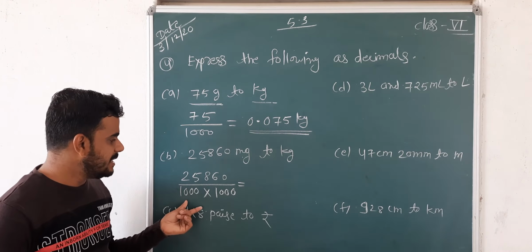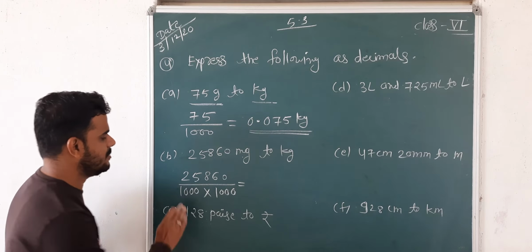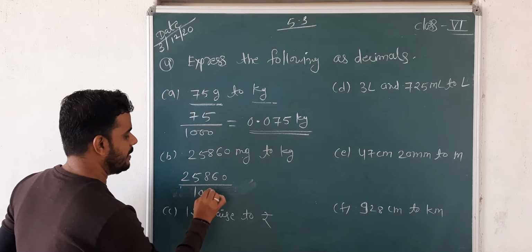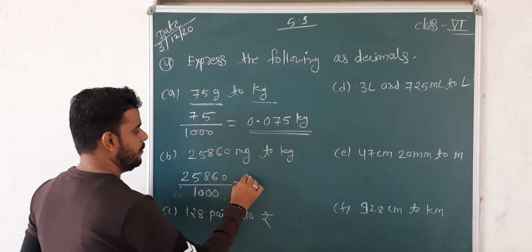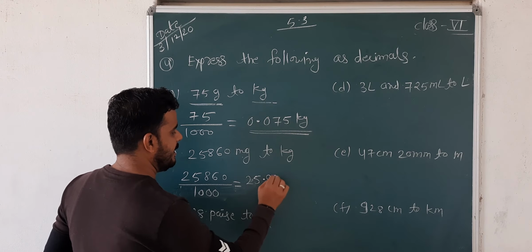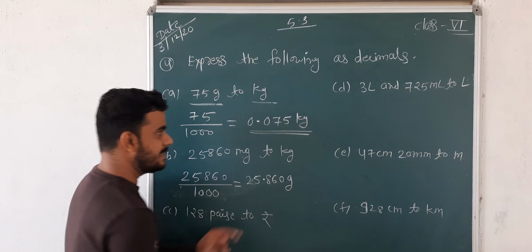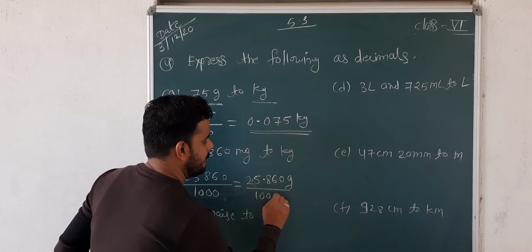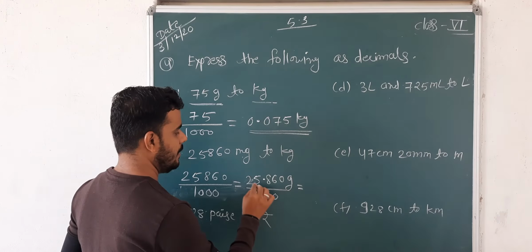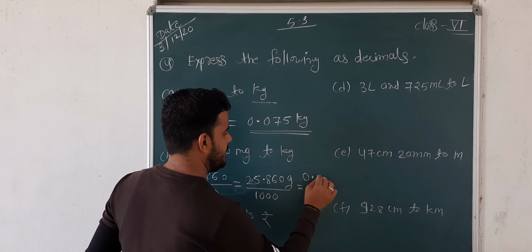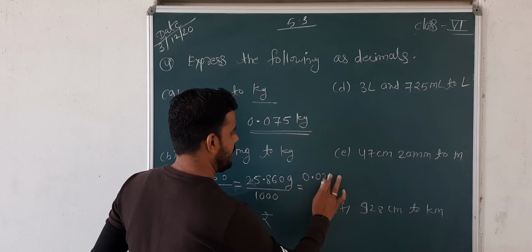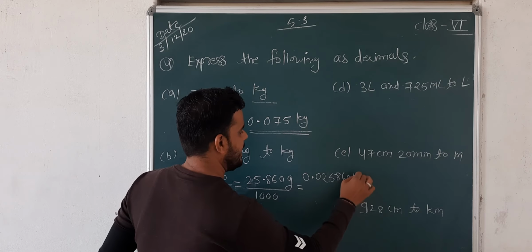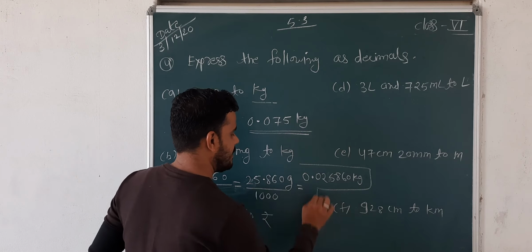So first division we will change in the mg. So do one thing, you just solve like this. First you change in the mg. Mg means divide by 1000. So the answer is 25.860 gram. This is gram. So again we have to divide by 1000. The final answer is 0.02580 kg.